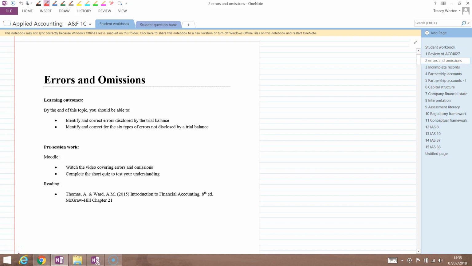This lecture will cover errors and omissions. By the end of the topic, you should be able to identify and correct errors disclosed by the trial balance, and also to identify and correct errors that are not disclosed by the trial balance. The reading that accompanies this lecture is in your Thomas and Ward textbook in chapter 21.